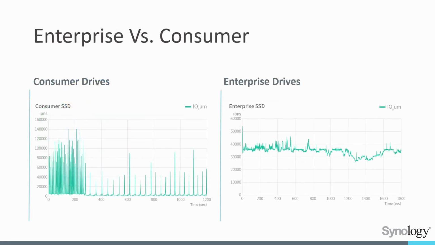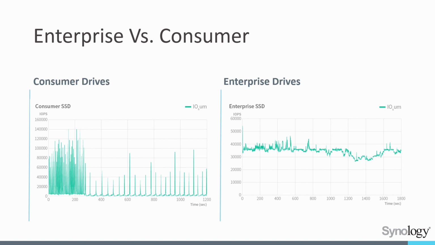So let's take a look at some performance in real time of enterprise versus consumer drives. As you can see from these couple graphs here, at first glance, you're going to say, wow, this consumer drive has a lot of performance. It's on almost a completely different scale than the enterprise SSD one. And to a point, you're right. It has some very high peaks up to 140K IOPS, whereas the enterprise SSD is hovering right around 35K.